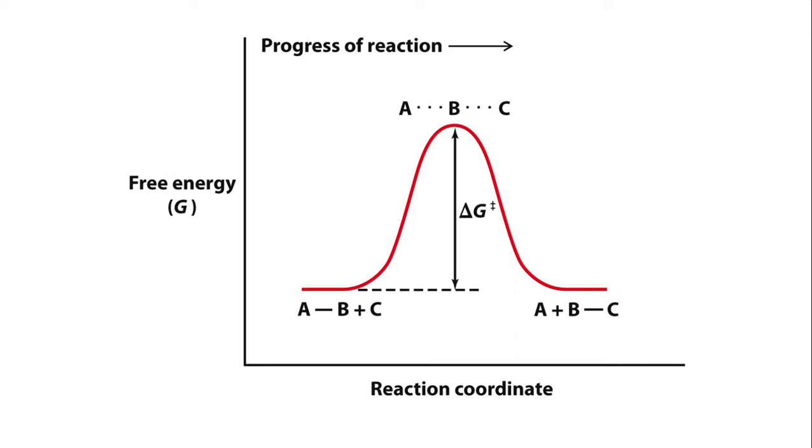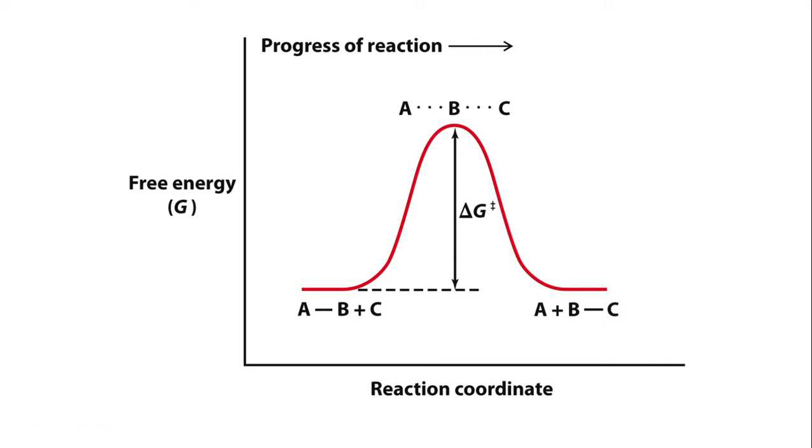So what we're looking at here is what's called an energy diagram. On the y-axis, we have the free energy of the reaction, or G. You might remember Gibbs free energy from Gen Chem 2. The x-axis is the reaction coordinate, which is the same thing as the progress of the reaction.